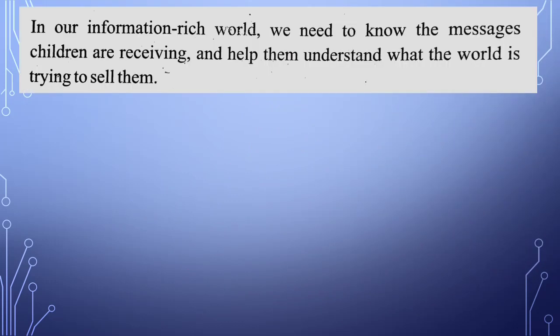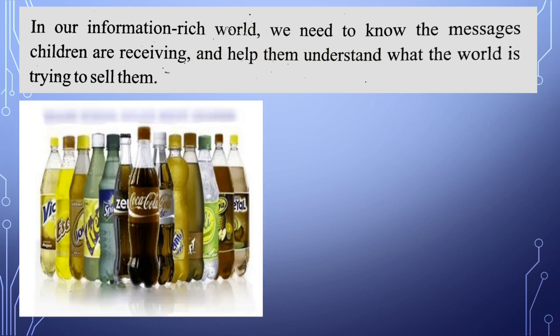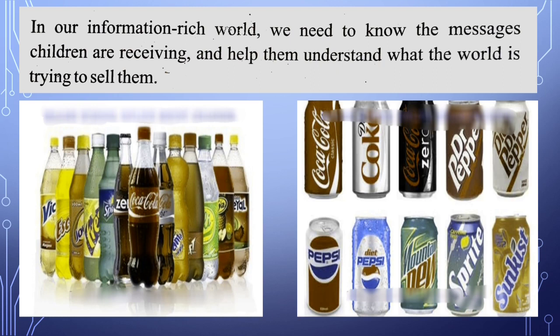In our information rich world, we need to know the messages children are receiving and help them understand what the world is trying to sell them. So, dear students, we have lots and lots of products, services, and different type of things. I will show you in the picture here also that people in the world are trying to sell us many things. One of the things is cold drinks. We have lots and lots of brands of cold drinks. Like you can see it on the screen, we have nearly about 12 to 15 different brands.